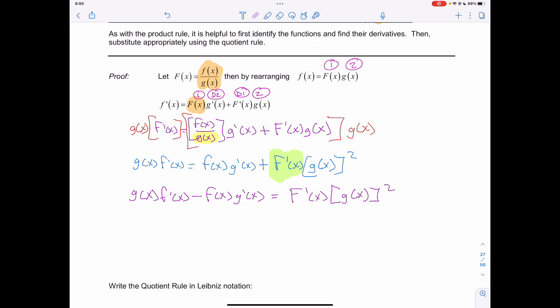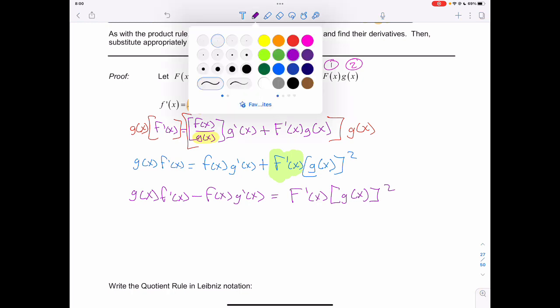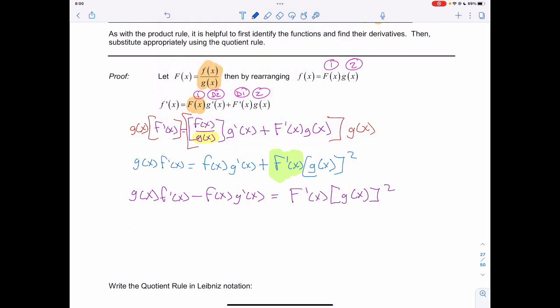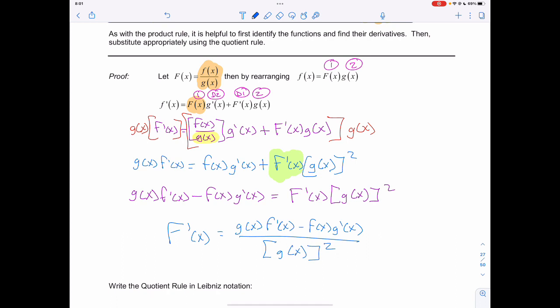And to get that capital F prime of x by itself, I'm going to divide both sides by g of x squared. So I have capital F prime of x is equal to g of x times f prime of x minus f of x times g prime of x, all divided by g of x squared.